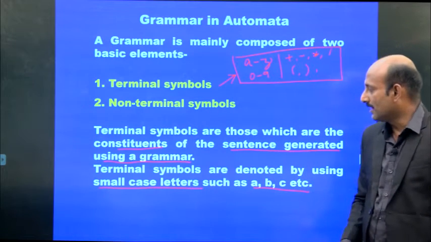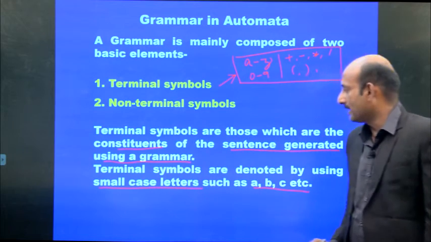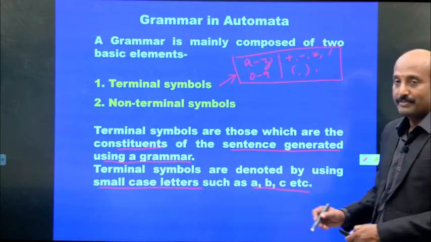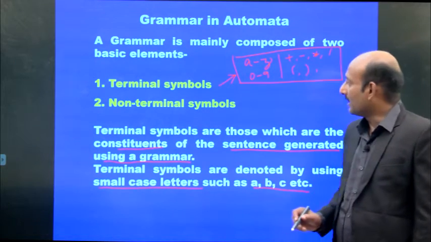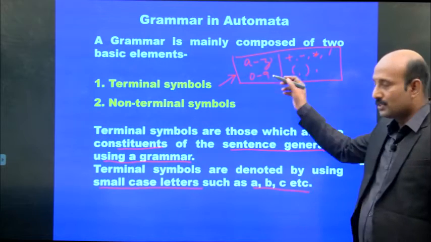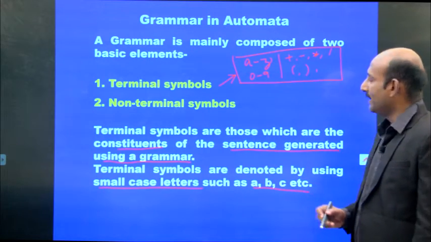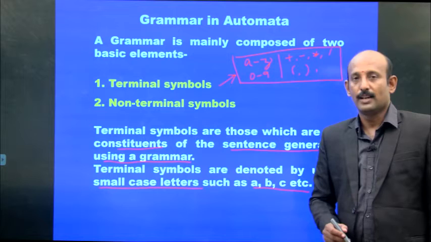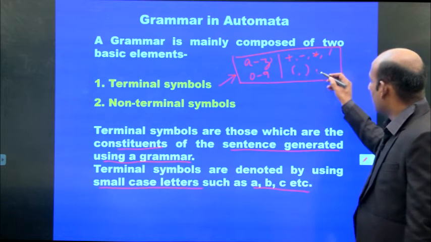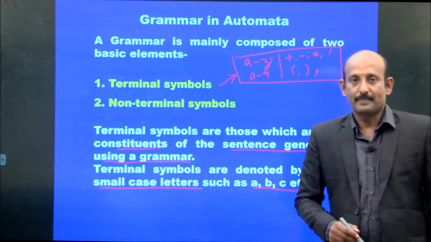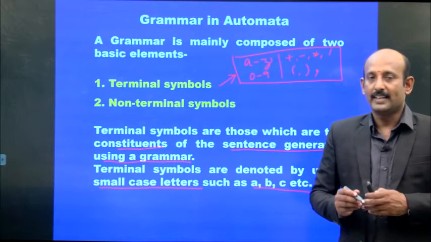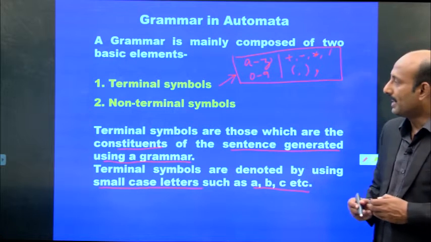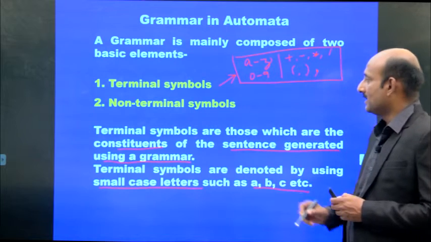Here it is mentioned that terminal symbols are lowercase letters such as a, b, c, etc., and that's all they mention. Apart from that, there are the lowercase letters a to z, the digits 0 to 9, all arithmetic operators, and some special characters like open parenthesis, closed parenthesis and comma. These are all the symbols we can use in grammars that are called terminal symbols. The next tuple is the non-terminal symbols.